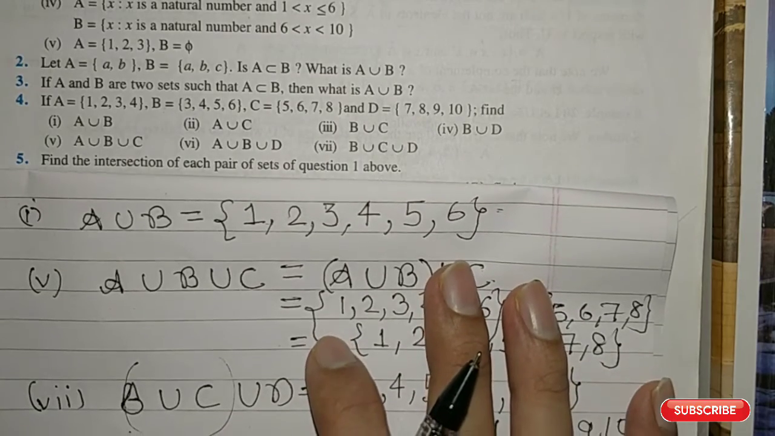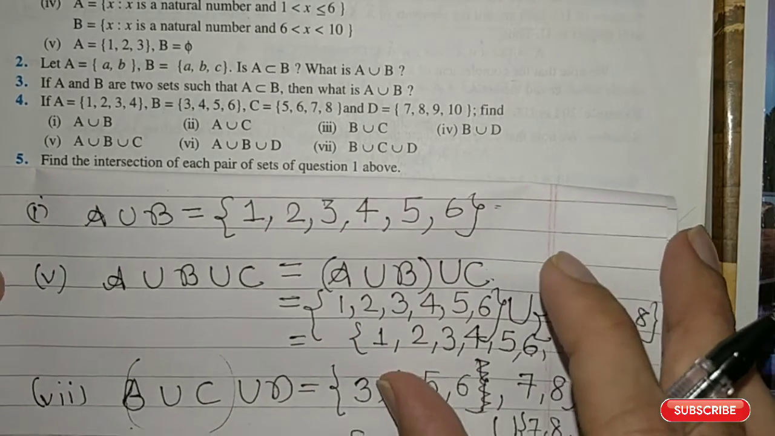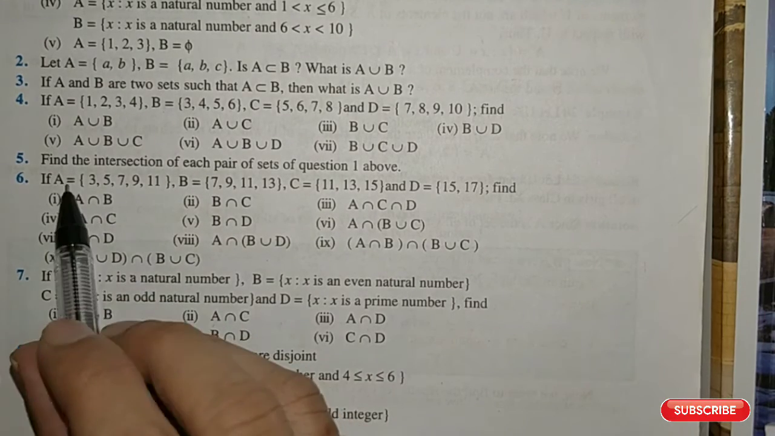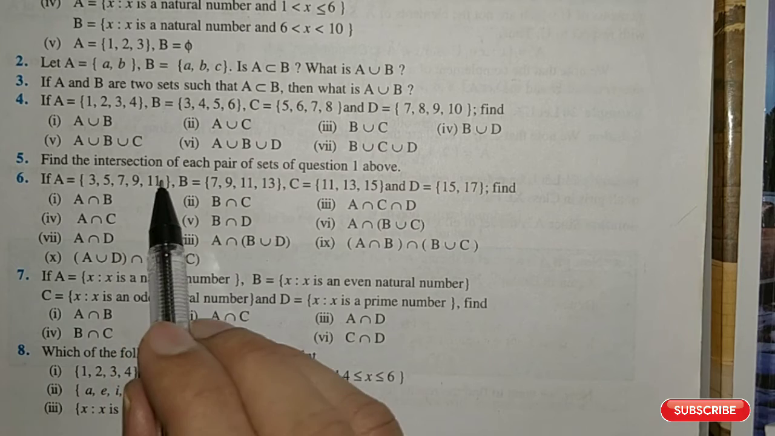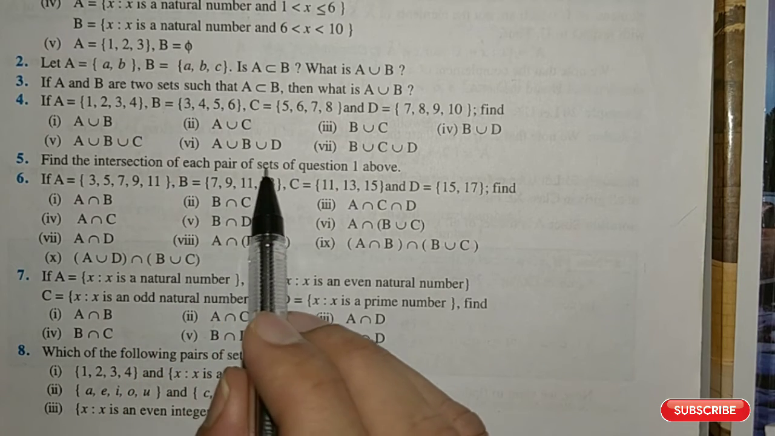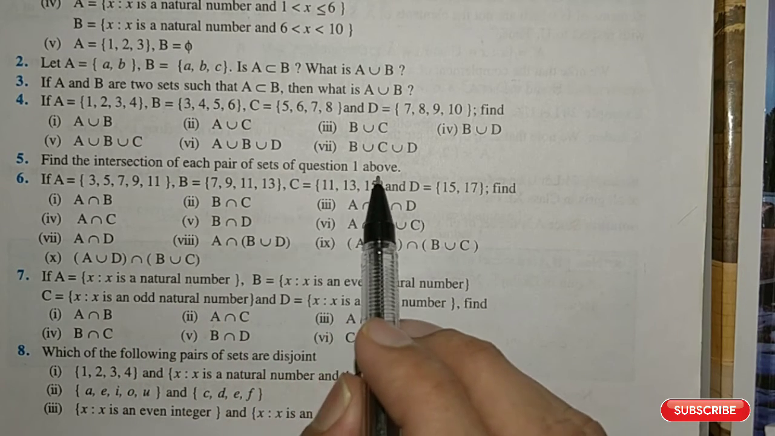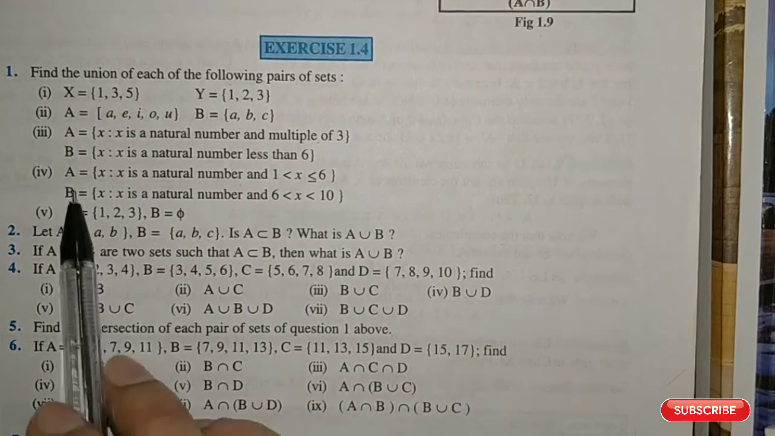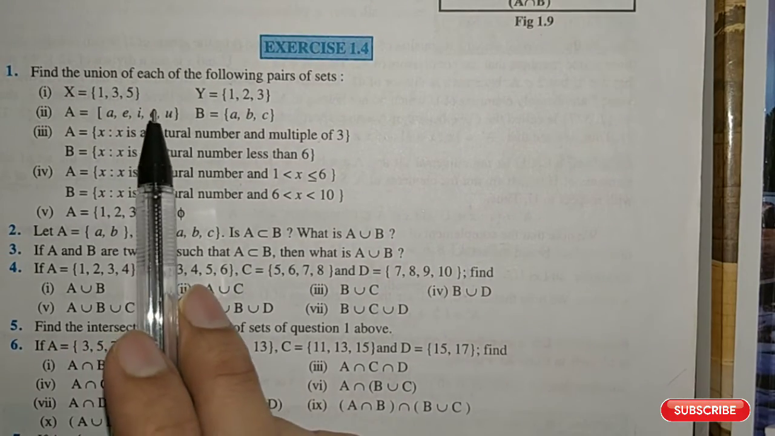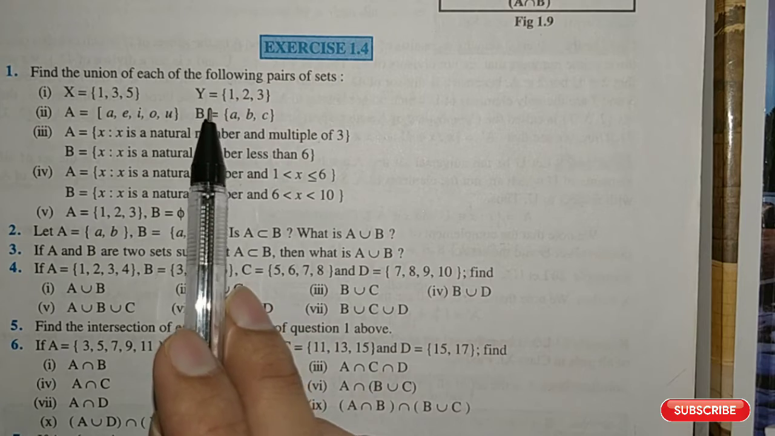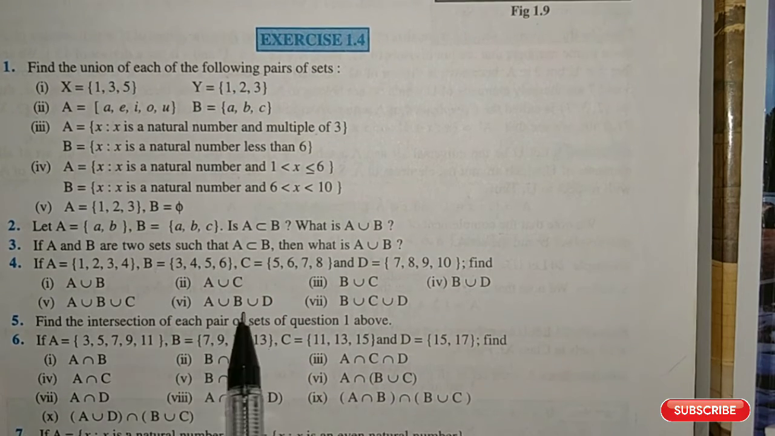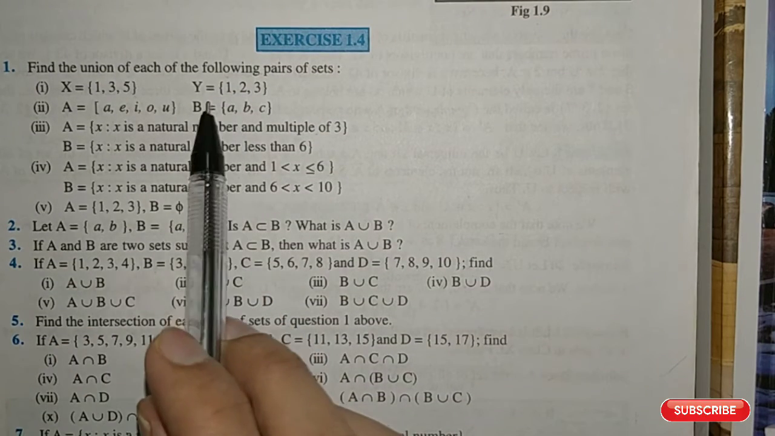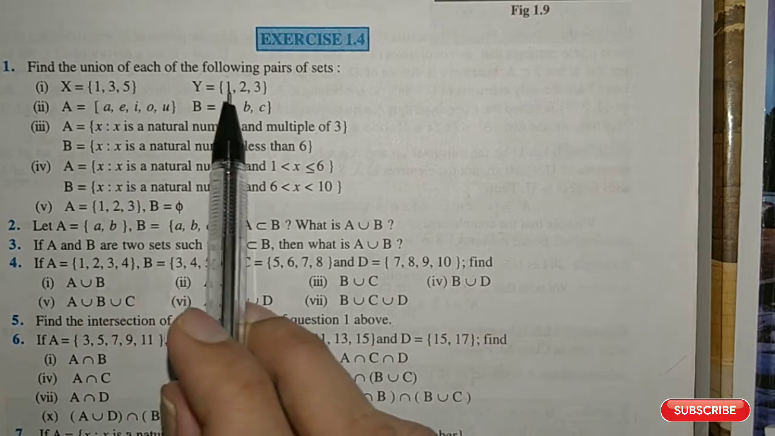So now let us go to the fifth problem. Now what is the fifth problem? The fifth problem is to find the intersection of each pair of sets of question 1 above. Now we have solved question 1 here for union, right? Now the fifth question is you have to take these examples and find their intersections.